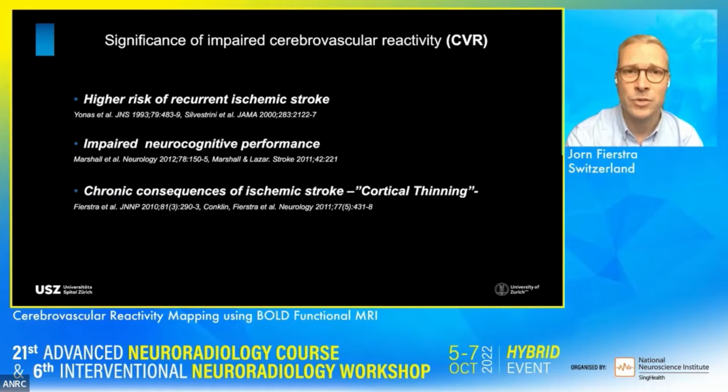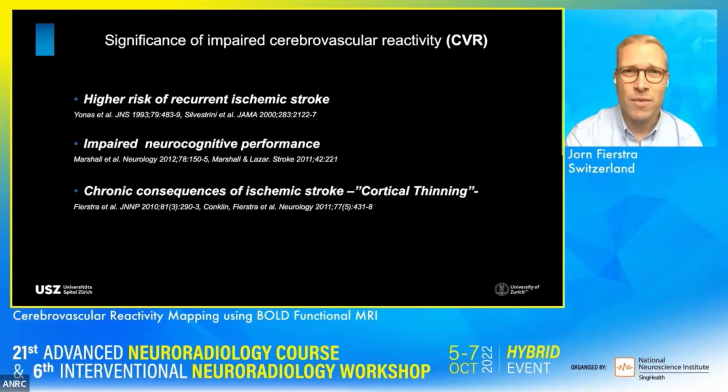It may also lead to impaired neurocognitive performance. This is quite a new topic of a lot of interest in the last couple of years, and there are increasing publications actually showing that with impaired CVR present, the neurocognition may also be declining.